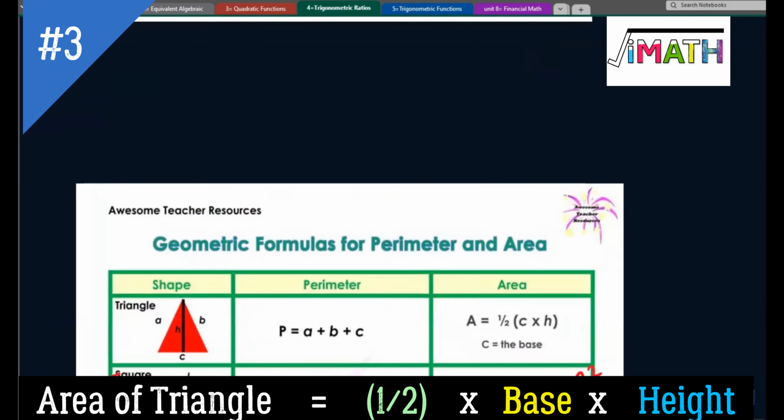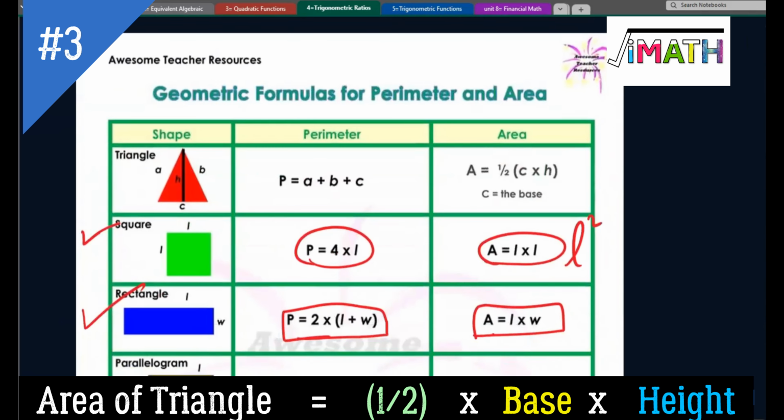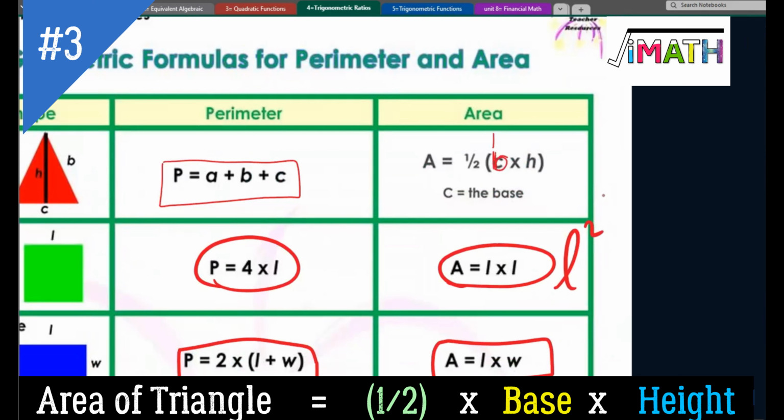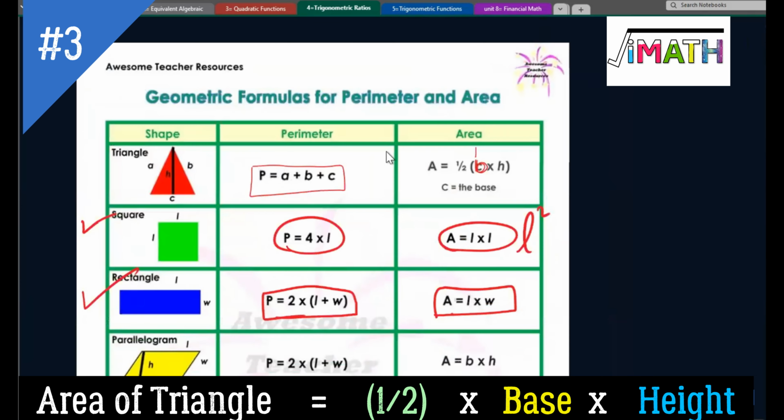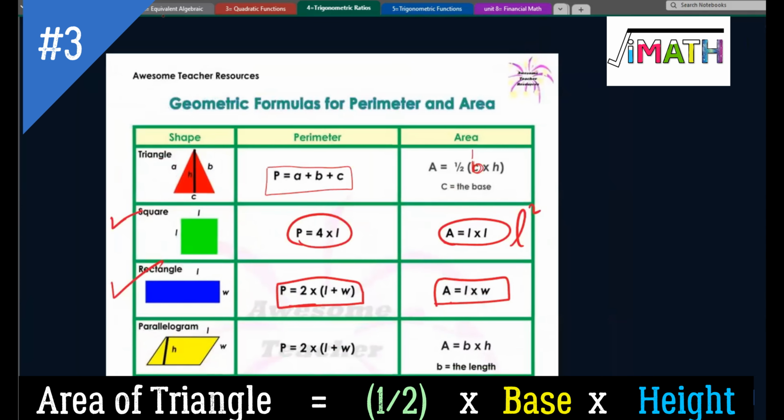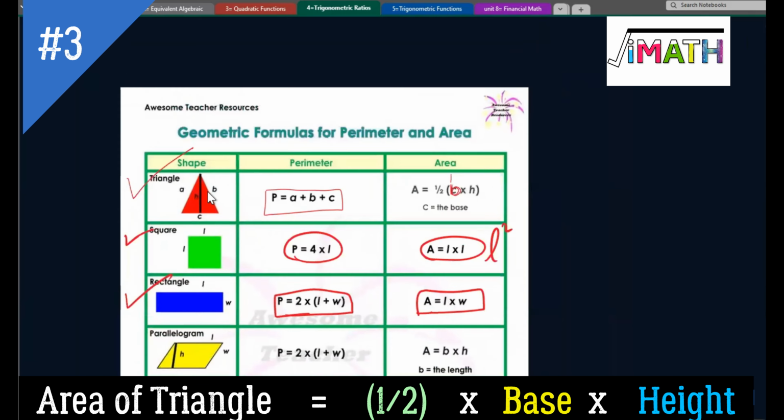So that is the summary for today. The perimeter of a triangle is going to be the sum of all the sides, like A, B, C, first side, second side, third side, and the area is going to be half of the base times H for the triangle. So we have covered these three shapes: triangle, square, and rectangle, their perimeter and areas.